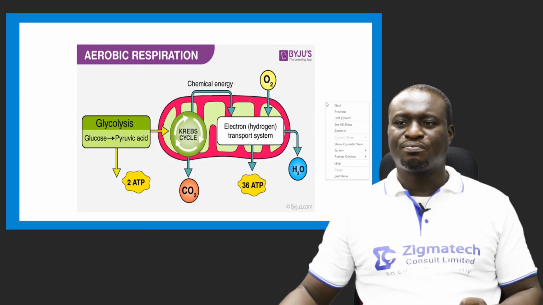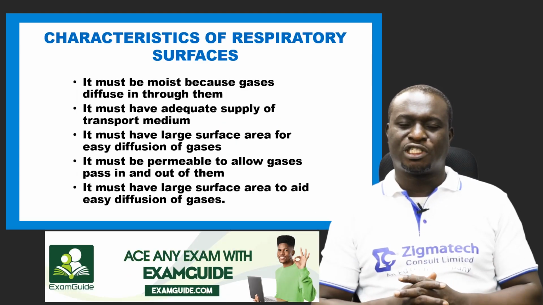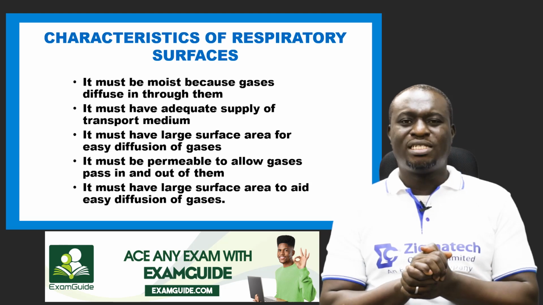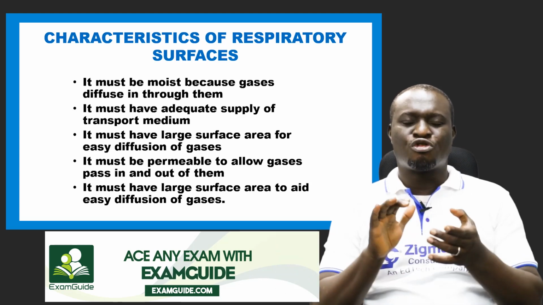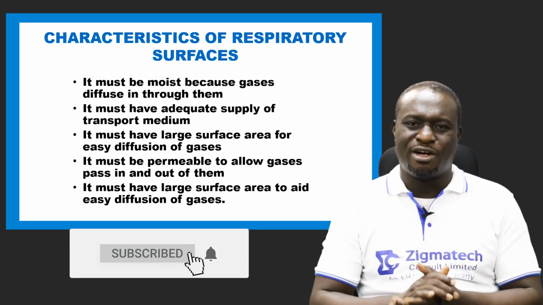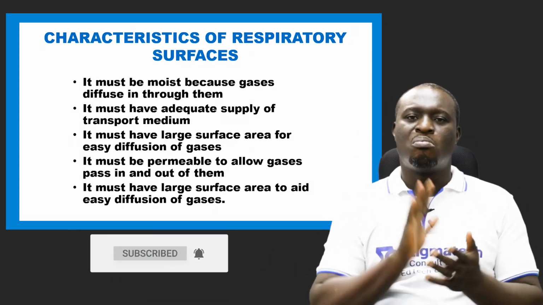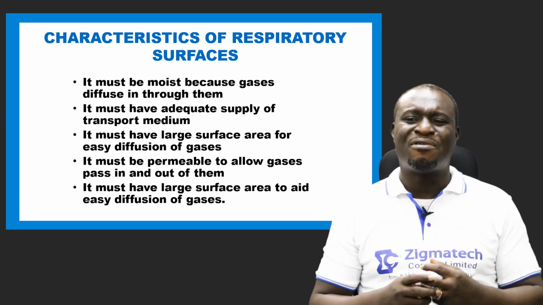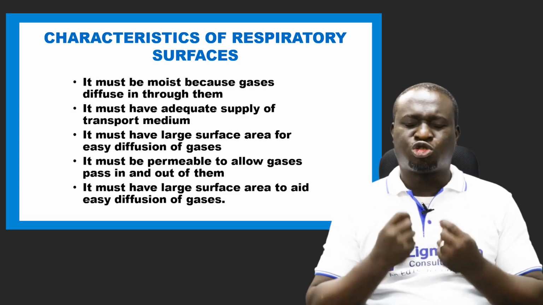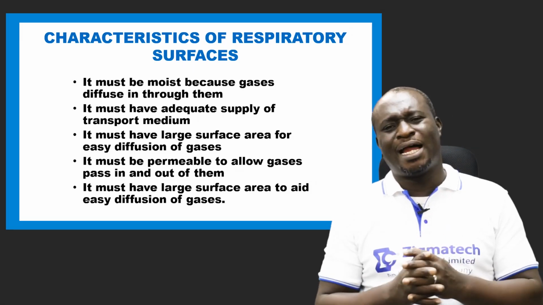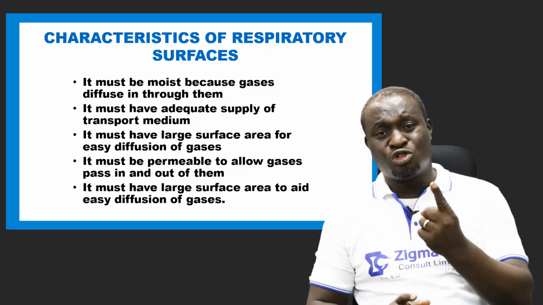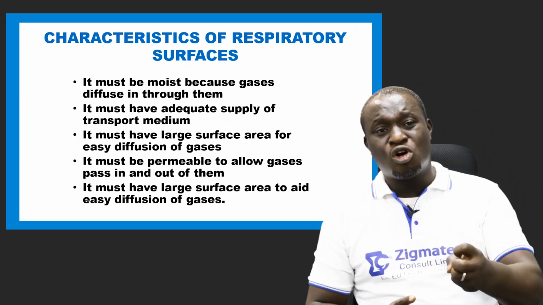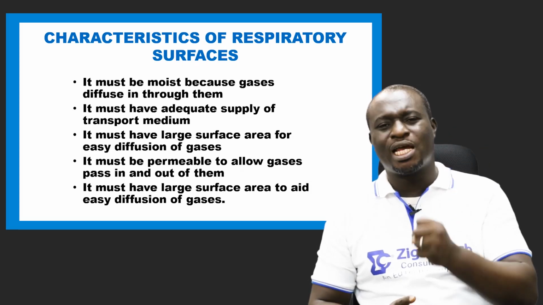Now, number one characteristic of a respiratory surface is that it must be moist. The reason is that gases diffuse through a moist environment. So every respiratory surface must be moist. Number 2 is that it must have adequate supply of transport medium. Remember I've told you about transport medium. That means there must be adequate supply of capillaries containing blood.